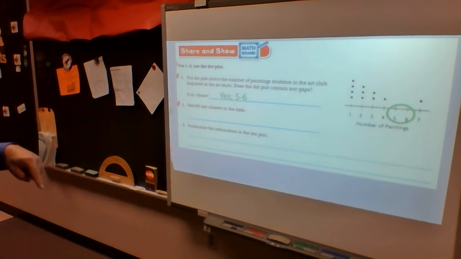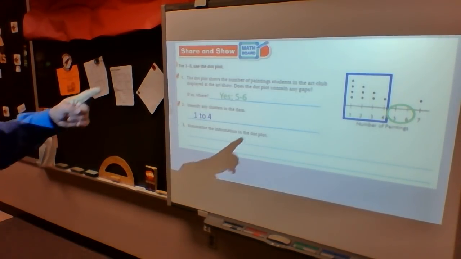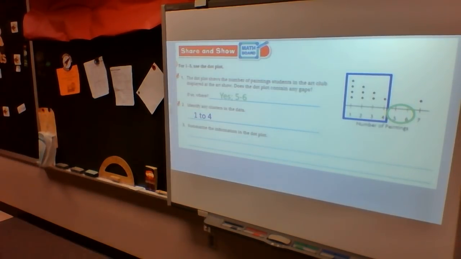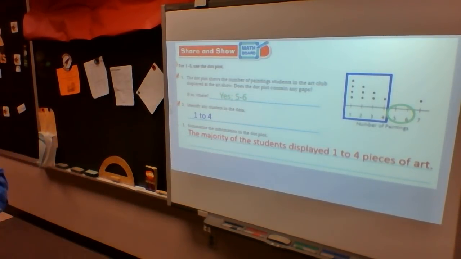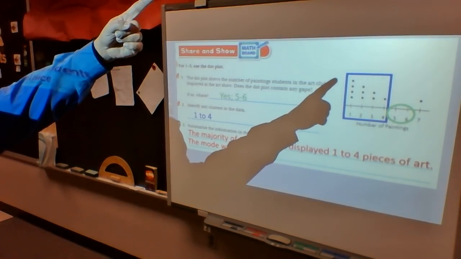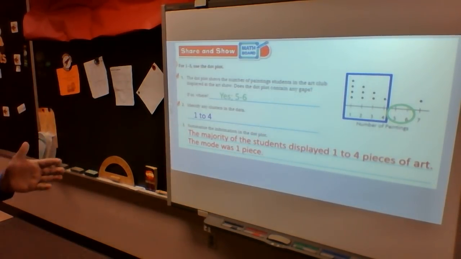Identify any clusters in the data. Well, I only have one cluster. Once again, it's a small interval grouping of information or data that was collected. So identify the clusters. Well, it's between 1 to 4. Summarize the information in the dot plot. So what can I say about this dot plot? Well, I could say that the majority of the students displayed artwork between 1 to 4 pieces of art. I could also say the mode was one piece. How often did it happen? It happened 1, 2, 3, 4 times.